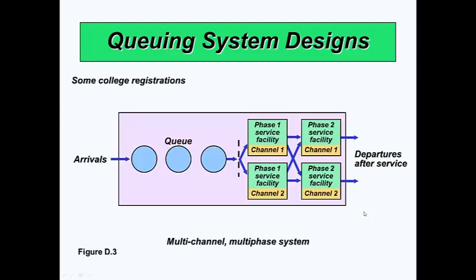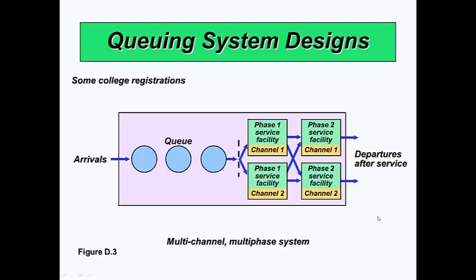And the most complex one, like I said, is the multi-channel, multi-phase. The example given here is college registrations, where in the first phase you may have multiple advisors who will advise you what classes to take. Then you may have multiple computers or locations where you can go and register. Then you may have to go to the bursar's office, where there will be multiple clerks who can collect the money from you.